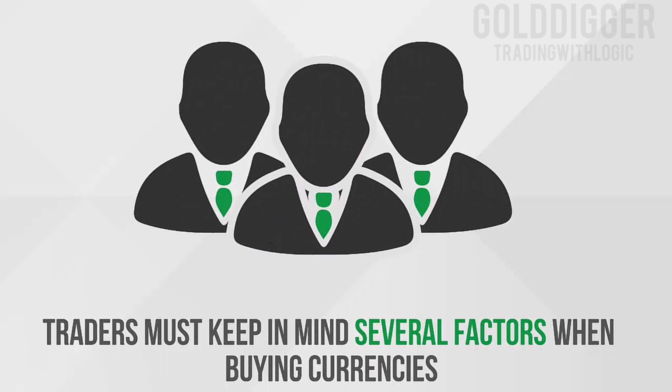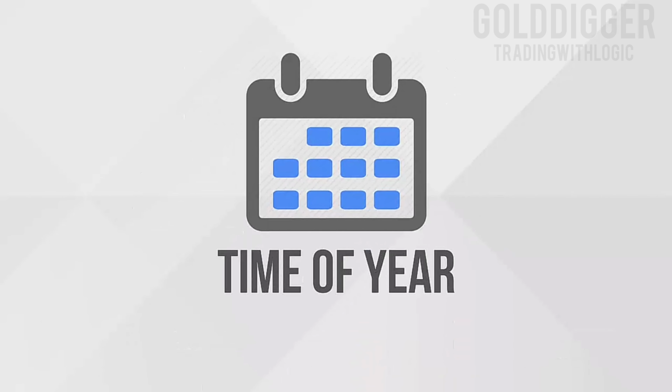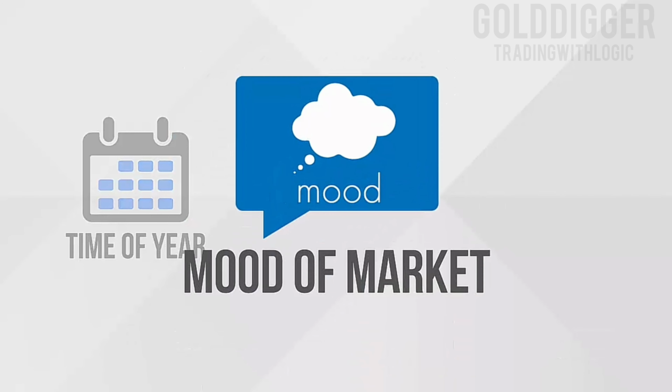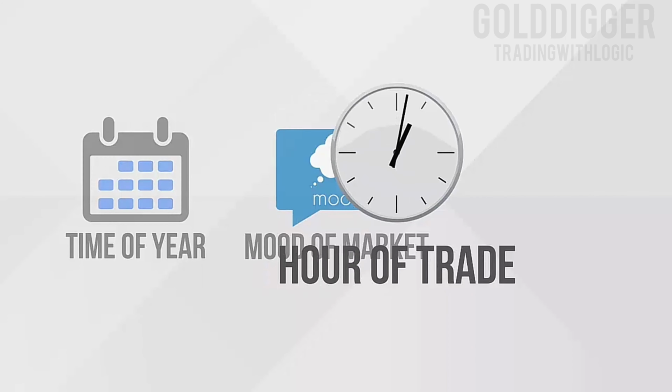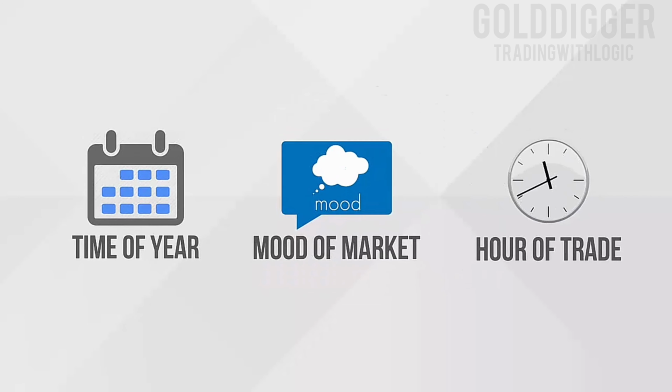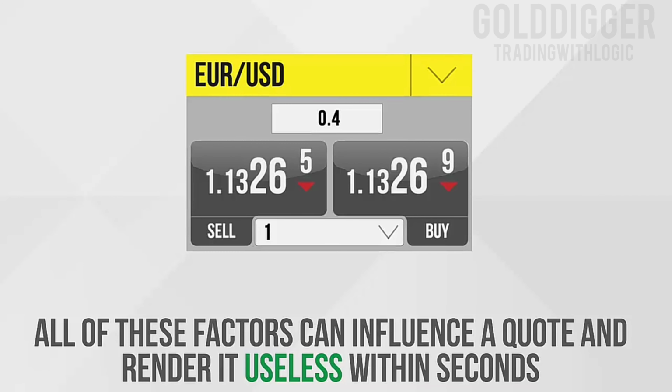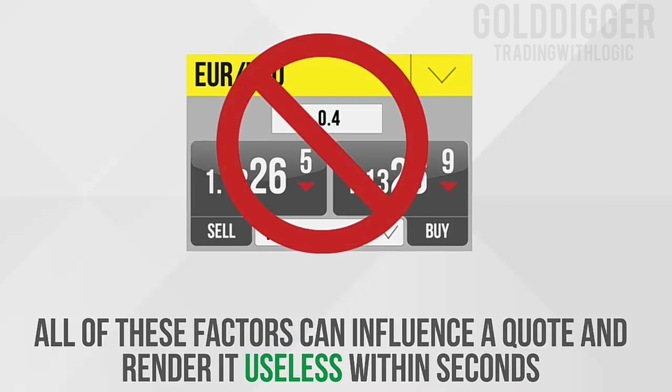Traders must keep in mind several factors when buying currencies, including the time of the year, the emotional mood of the market, and the hour the trade is occurring. All of these factors can influence a quote and render it useless within seconds.